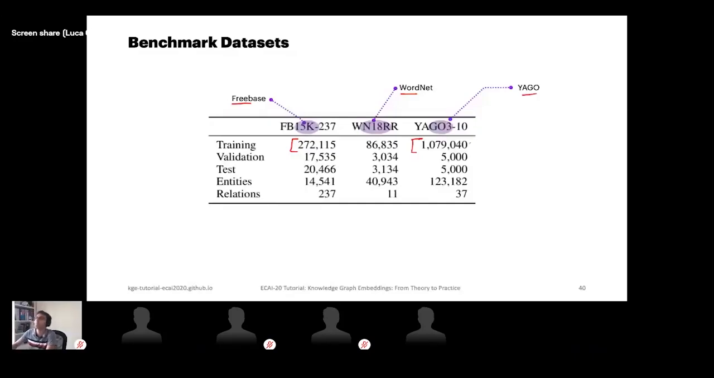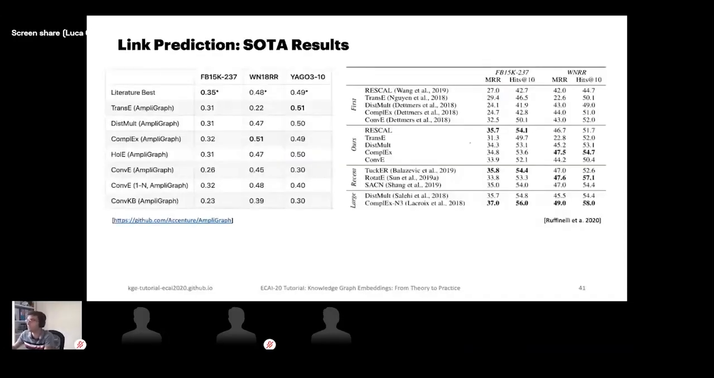Now, I published some results from the state of the art. I'm not going to go through these numbers, for what it's worth, leaderboard culture. It is what it is. But it's important to point out that recently, papers have been shown to be quite similar in terms of predictive power. There is an interesting work by Ruffinelli and colleagues published at ICLR 2020.